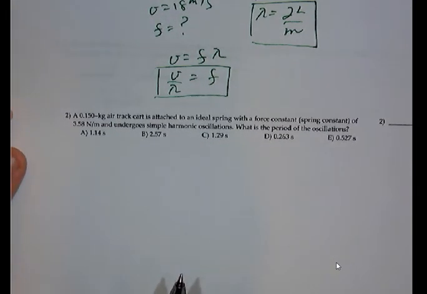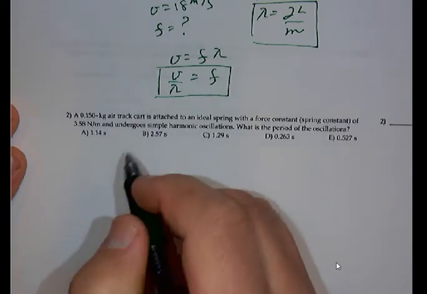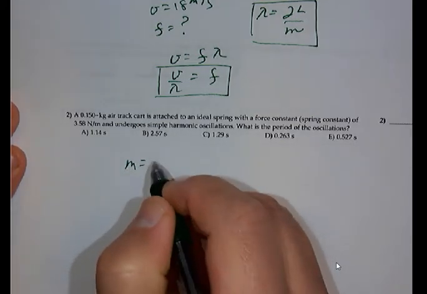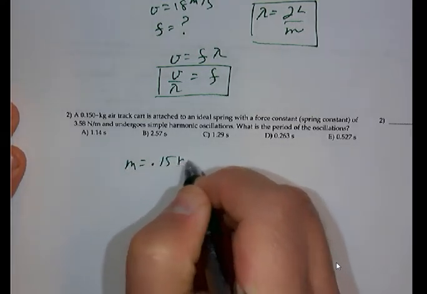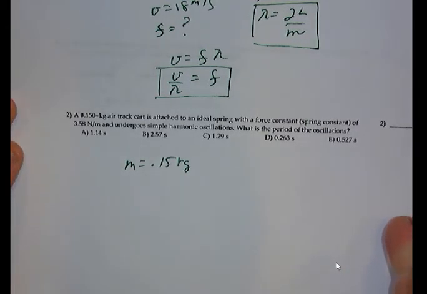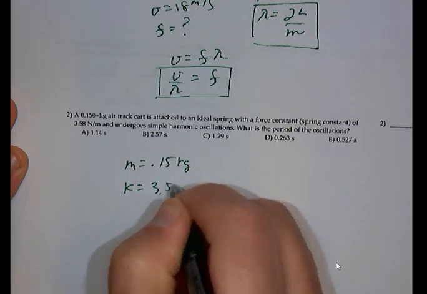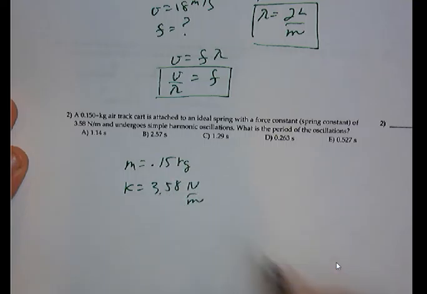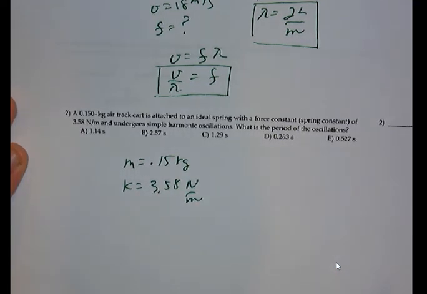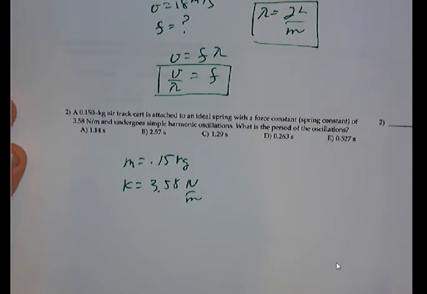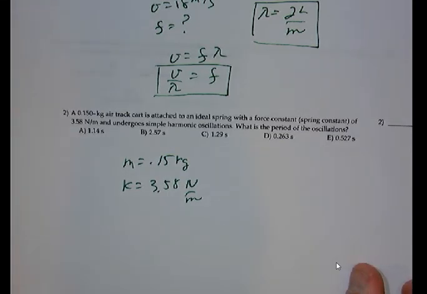Next one, we have a 0.15 kilogram air track cart. Okay, so mass 0.15 kilograms, attached to an ideal spring with a spring constant. Okay, so k is given, 3.58 newtons per meter. Undergoes simple harmonic motion. What is the period of the oscillations?